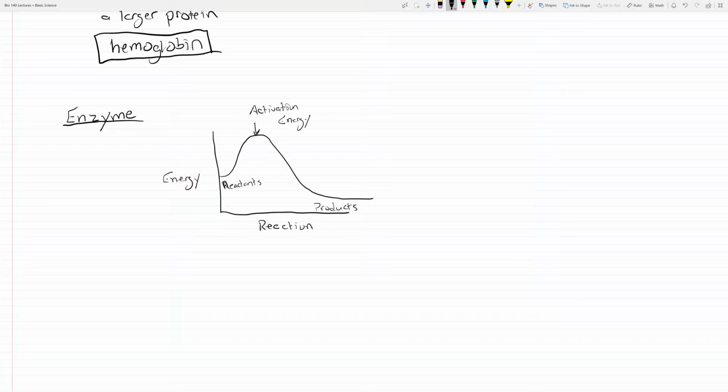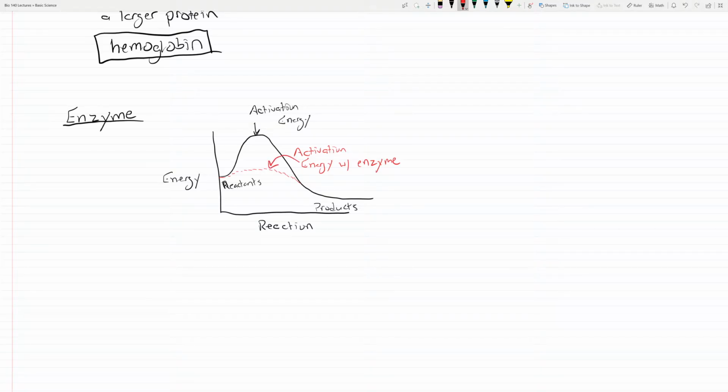Okay. There are some instances in which we need a reaction to go very quickly, but the activation energy is so high that it can't go quickly, it'll go slow. What an enzyme does is speed up the rates of reactions by decreasing the activation energy. So this is the activation energy with an enzyme.